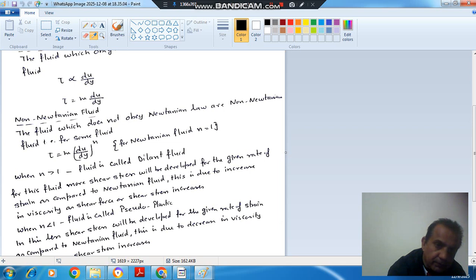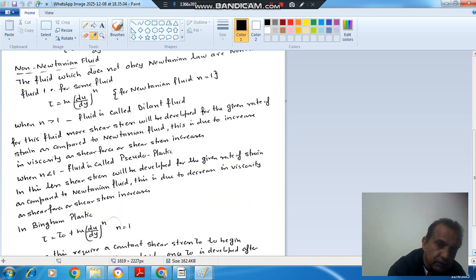Next type of fluid is the pseudoplastic fluid. For that, n is less than 1, and less shear stress is developed for the given rate of strain as compared to a Newtonian fluid, because n is less than 1. This is due to a decrease in viscosity as the shear force or shear stress increases.